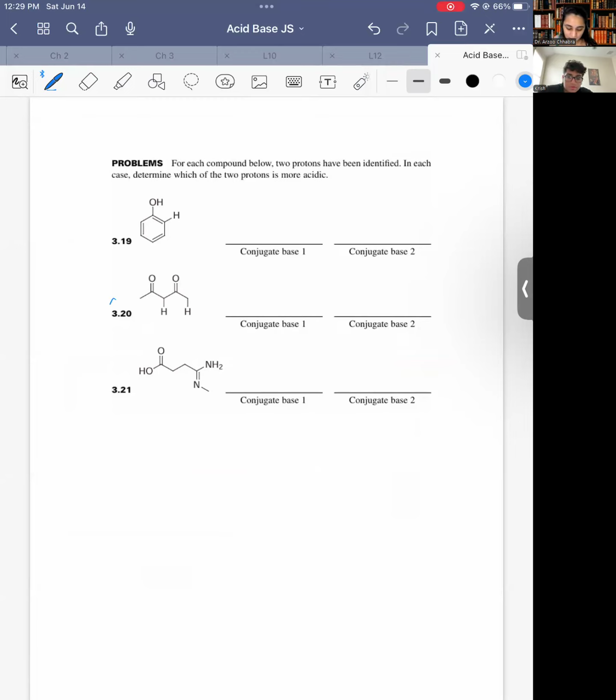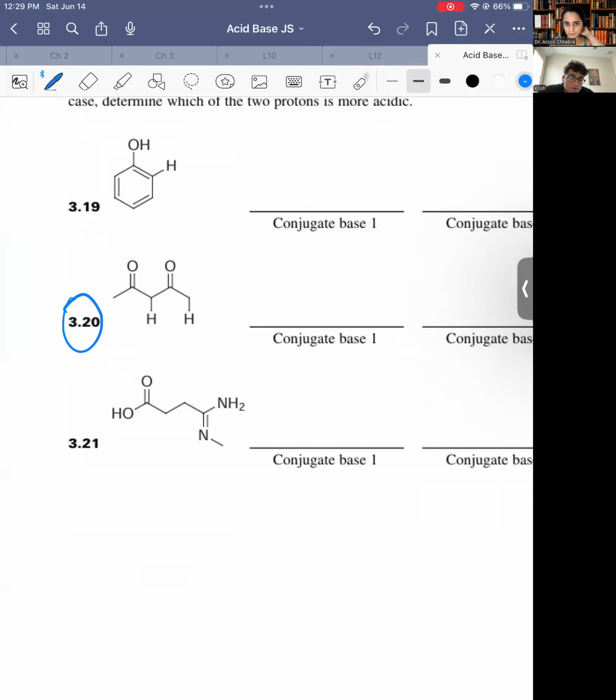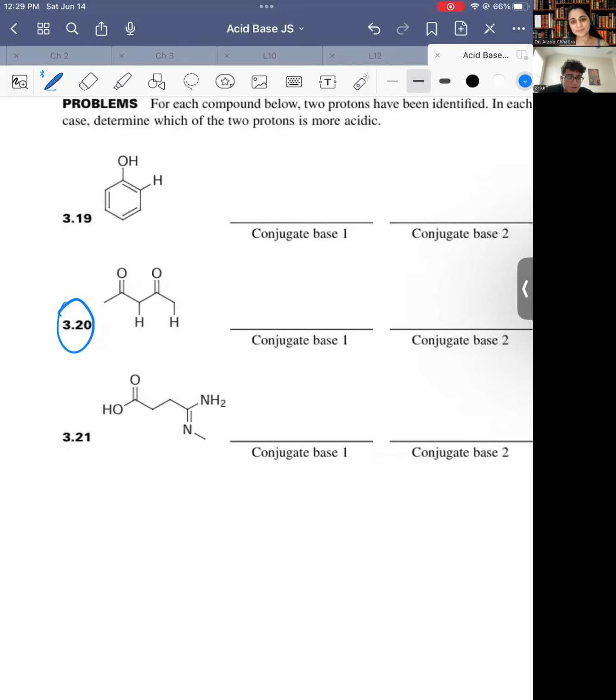Okay, all right. So let's do this one, 3.20. Which one is more acidic? I think it's easy. I'm trying to think. So same atom. Resonance.